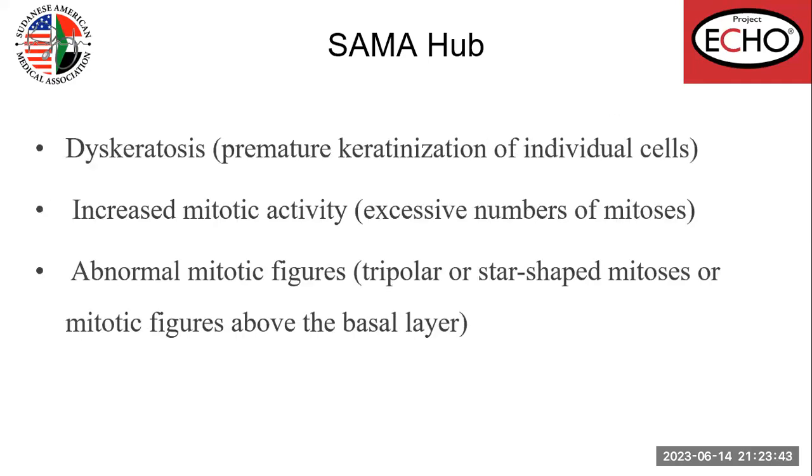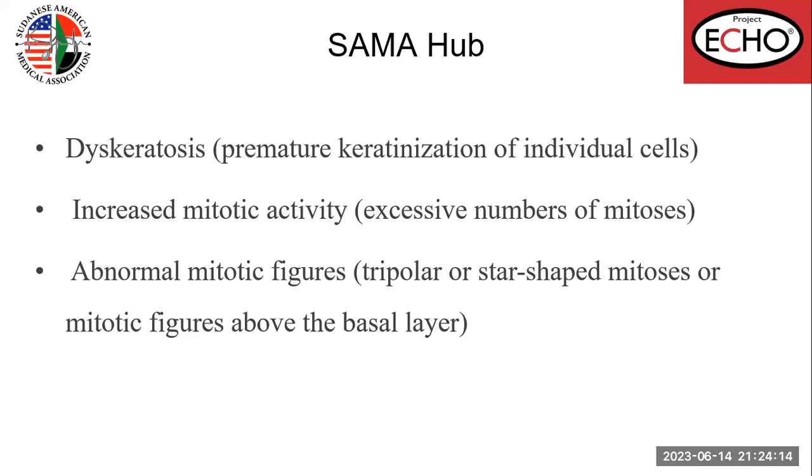Dyskeratosis is not only an increase in the amount of keratin, but it's also faulty or premature keratinization of individual cells. So sometimes the keratin will start earlier than it should, because all the keratin in the normal situation should be on top of the epithelium. But in case of dysplasia, you can see individual cell keratinization beneath the surface area, which is called dyskeratosis.